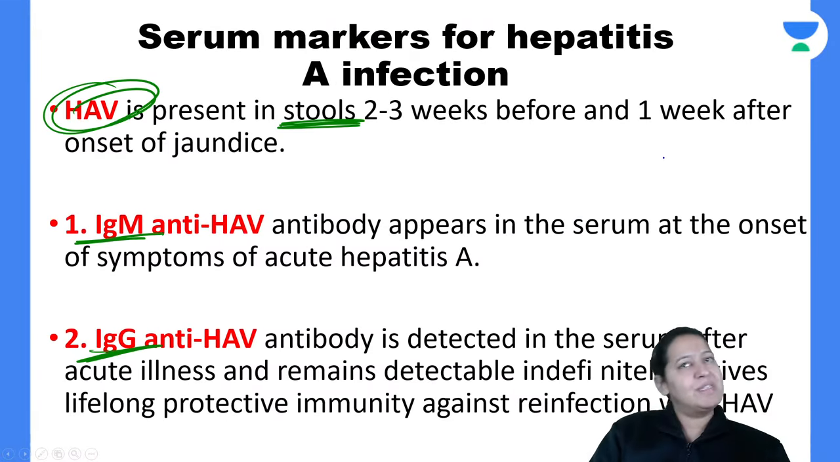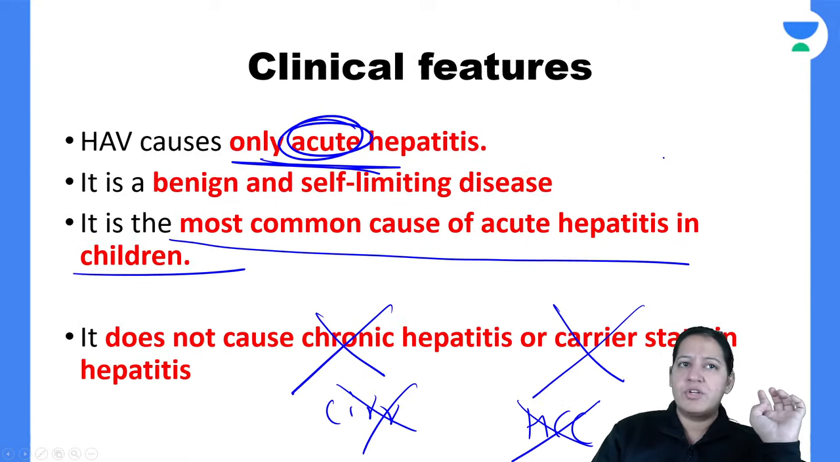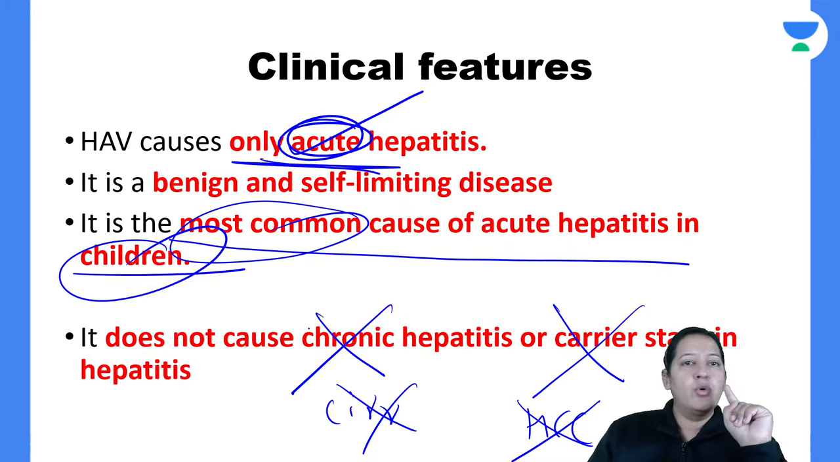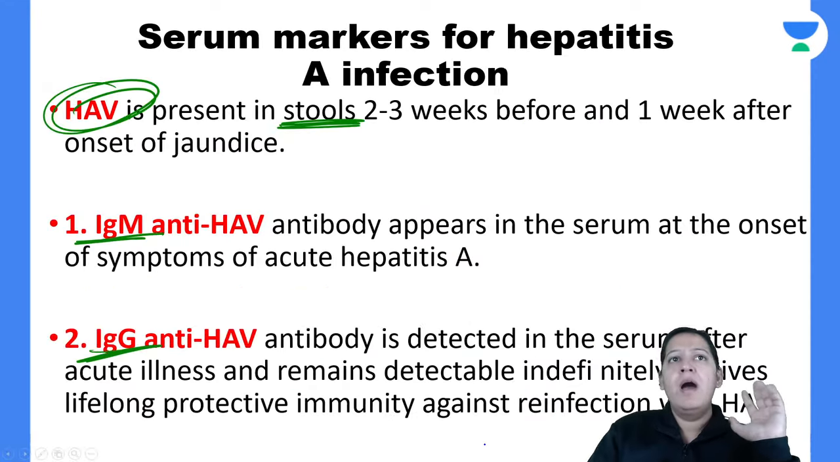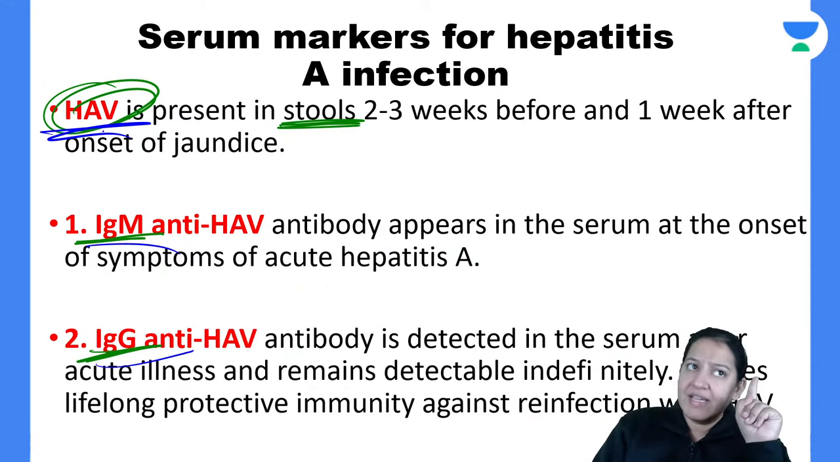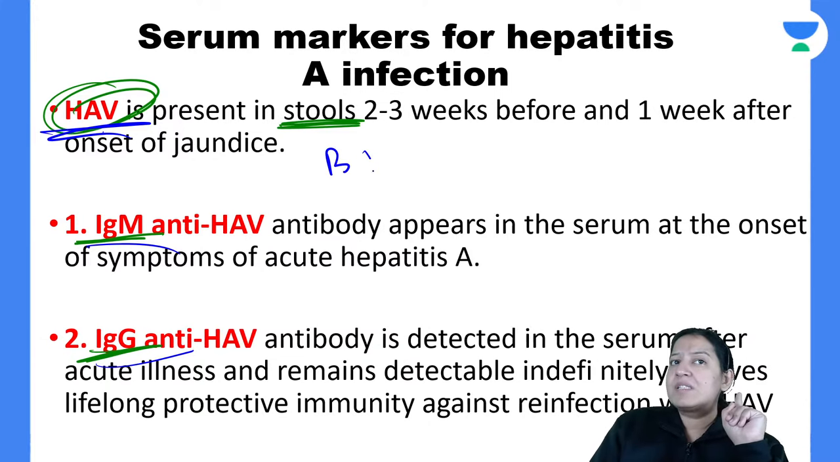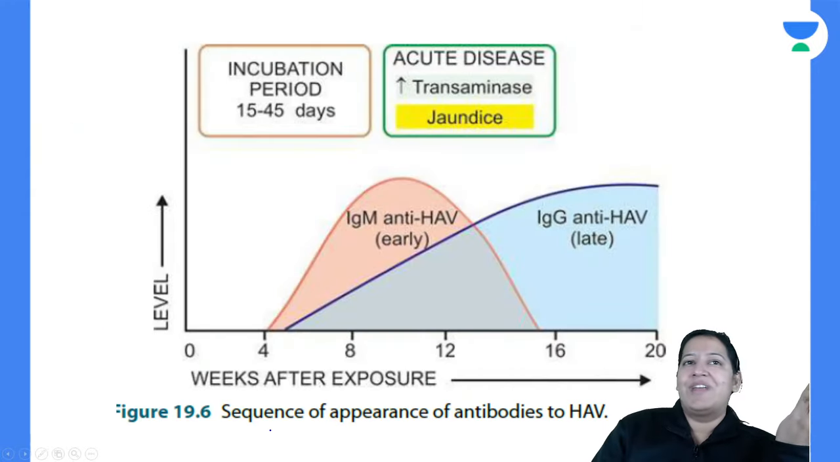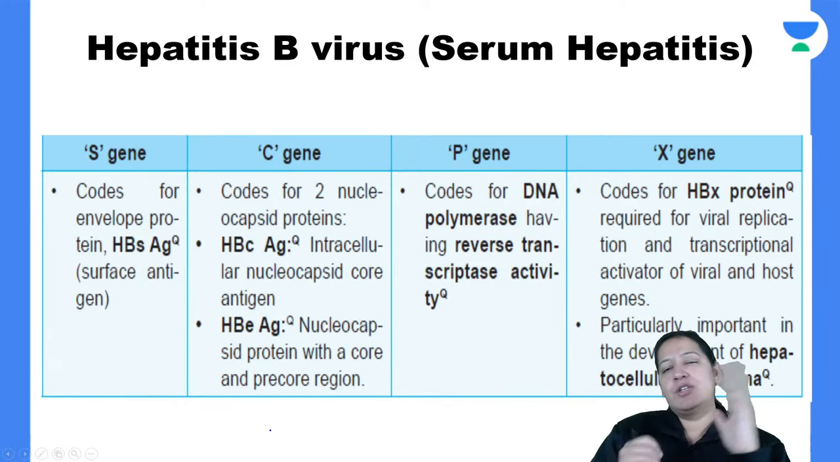So in hepatitis A, only this much is important. It causes only acute, no chronic. It is the most common cause of acute hepatitis in children. It does not cause chronic, no carrier state, no cirrhosis, no hepatocellular carcinoma. And what are the markers? Three markers: one, virus, and two, antibodies. The virus is present in both blood plus stool, but antibodies are present only in blood, obviously. Stool does not have antibodies. And you know the relevance of the two types of antibodies.